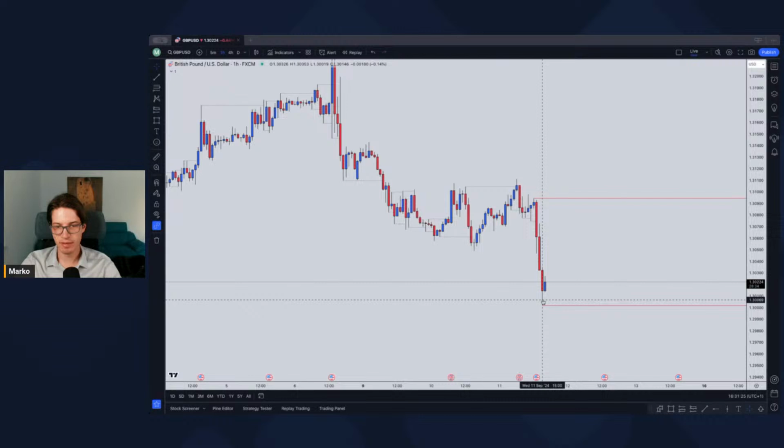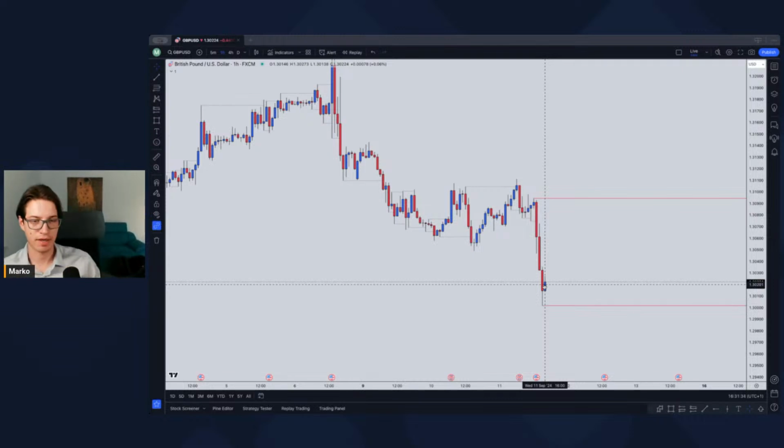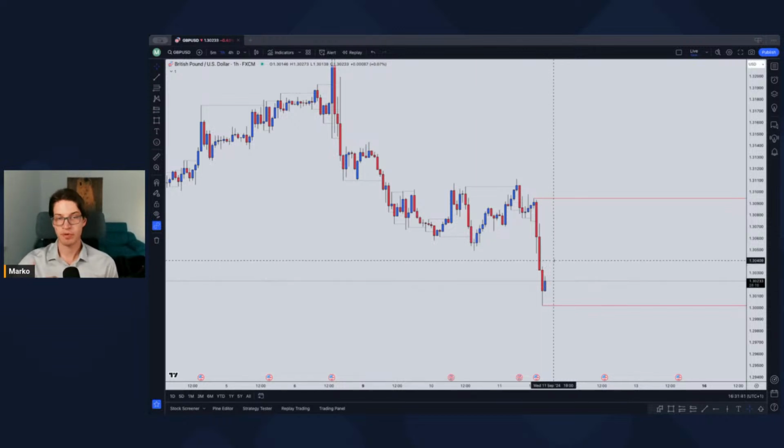So the good signs about this are that this momentum is really nice, it's really strong, and it's Wednesday as well. Wednesdays, Thursdays, and Fridays are the best days to be taking trending entries, in my personal opinion, and in my personal experience as well.